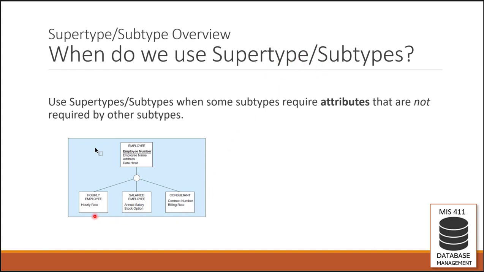The only time we don't want to bring an attribute down, and we'll look at this some more later, is when all of the subtypes require it. So we wouldn't want employee name in the subtypes because they all need employee name. So we move that into the supertype.